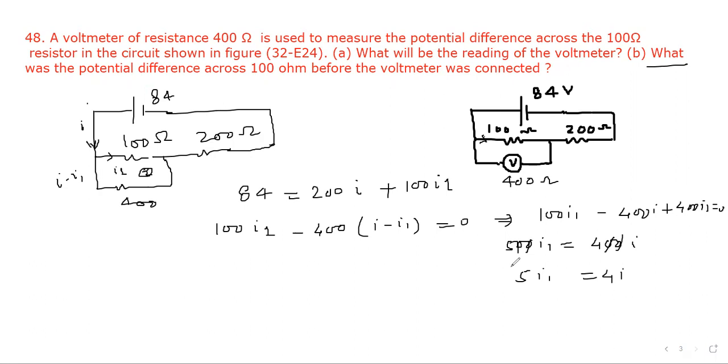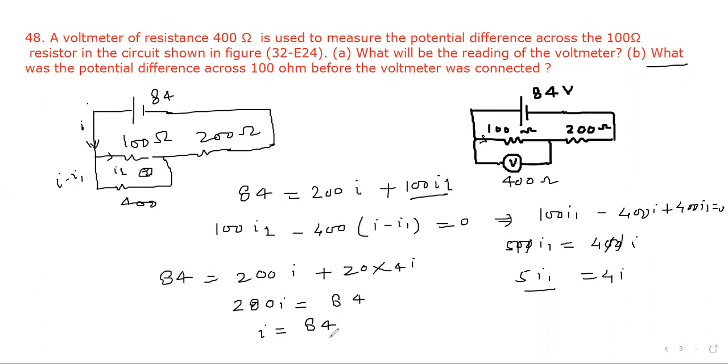So we can put this value here. So it will become 84 equal to 200 I plus, we are going to put the value of 5 I1. So 5 I1 means 20 times this, so 20 into 4 I. So this will become 280 I equal to 84. So I will be 84 divided by 280, that is 0.3 ampere.